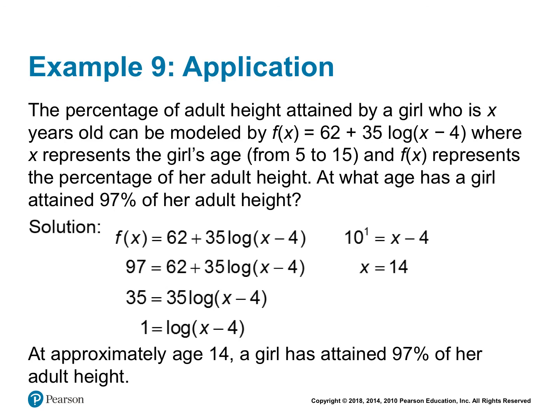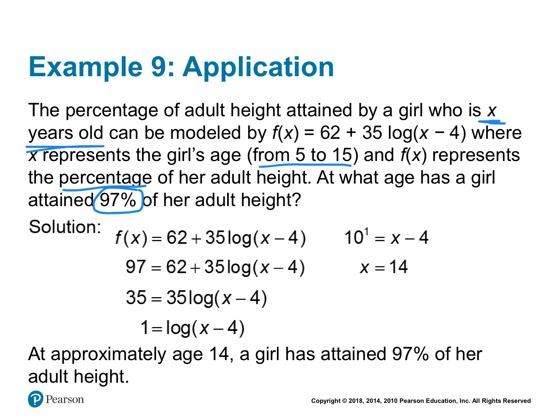Okay, and just an application problem couple to end with. So the percentage of adult height attained by a girl who is x years old, that's what the x stands for, can be modeled by f of x equals 62 plus 35 log (x - 4), where x represents the girl's age from 5 to 15, and f of x represents the percentage of her adult height. At what age will she get 97% of her height?